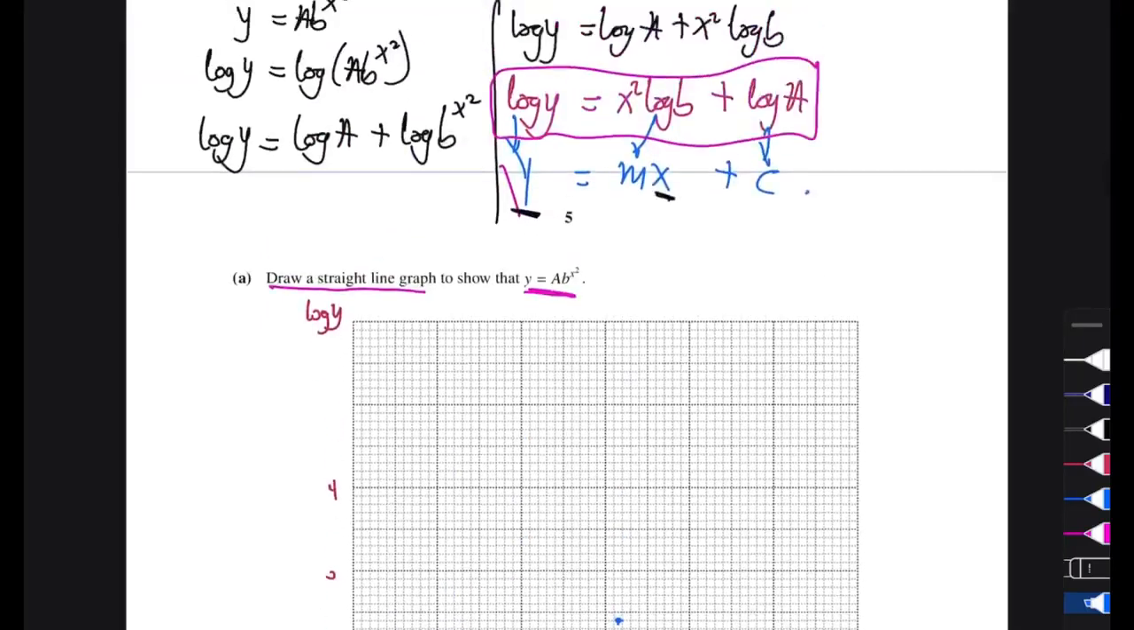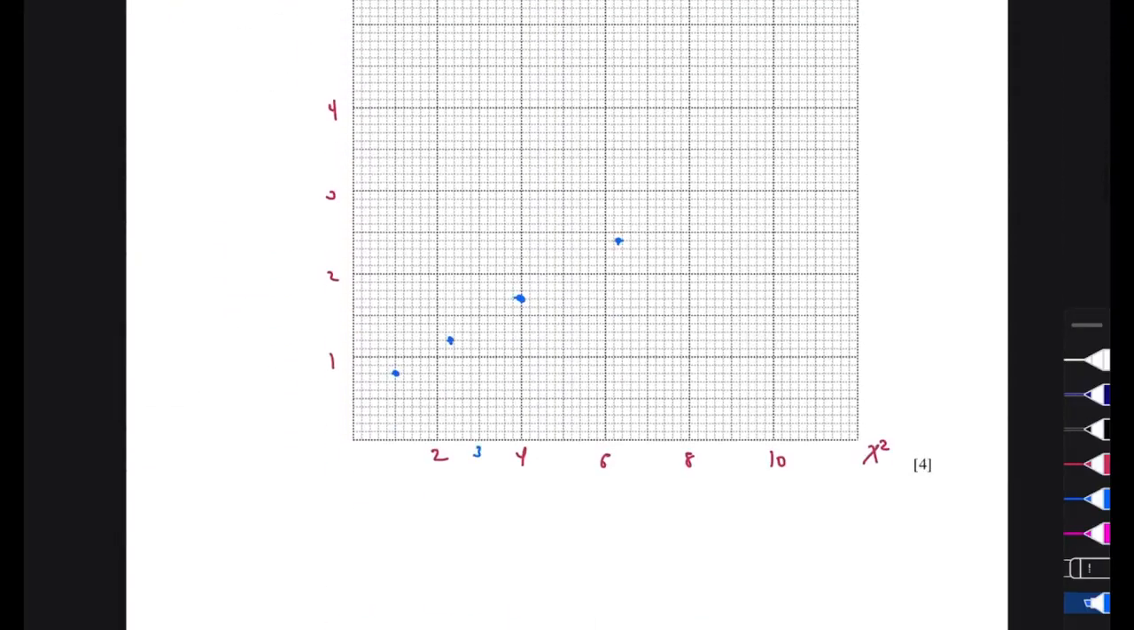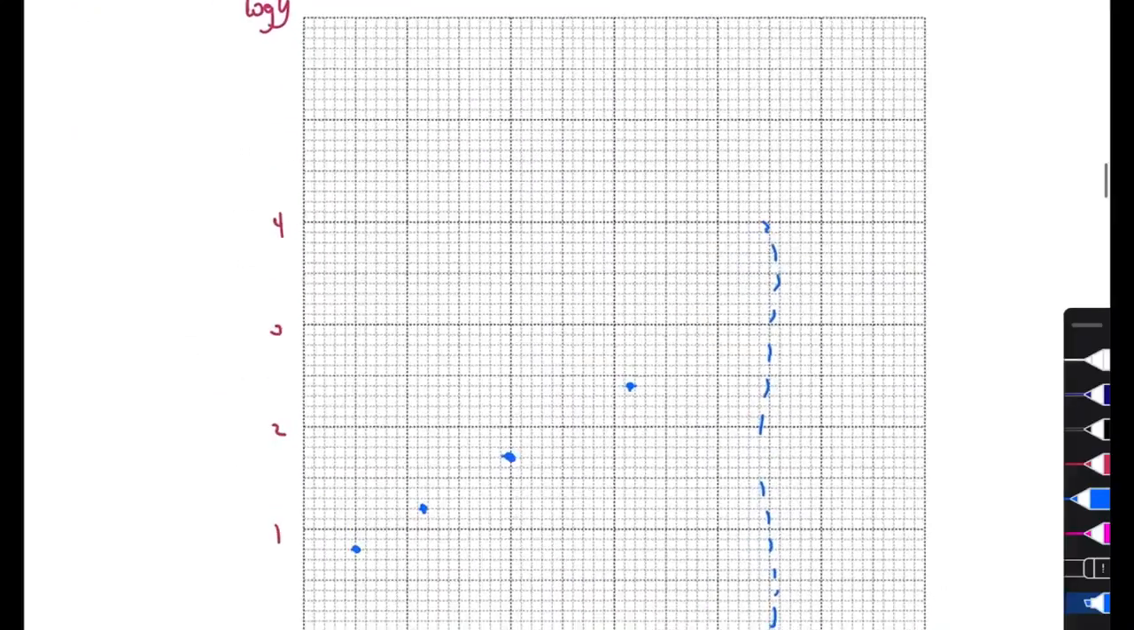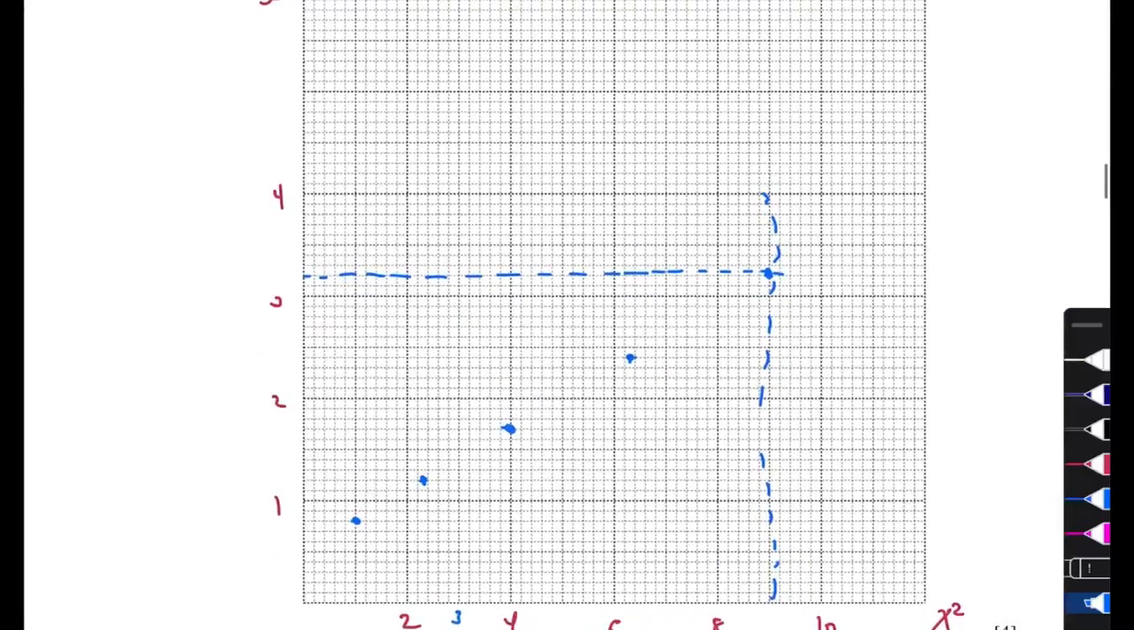All right, so the next thing that we do is to plot 9 against 3 point something. So this is basically 9. Okay, so 9 against 3.2 basically. So 3.2 is somewhere here. So they are meeting right there. So we can get rid of this, and also get rid of that.